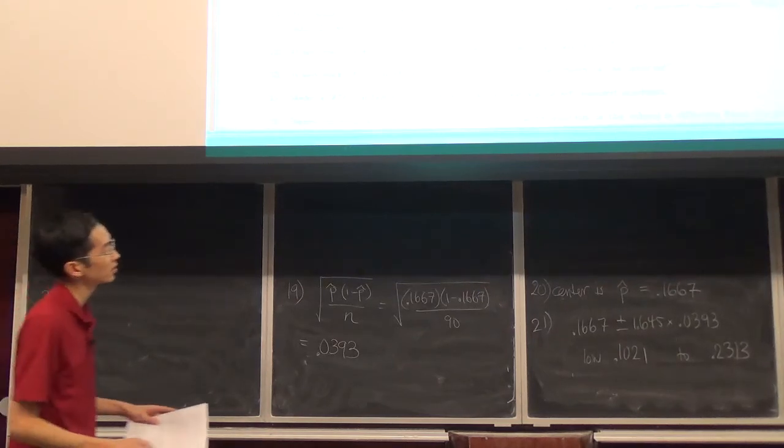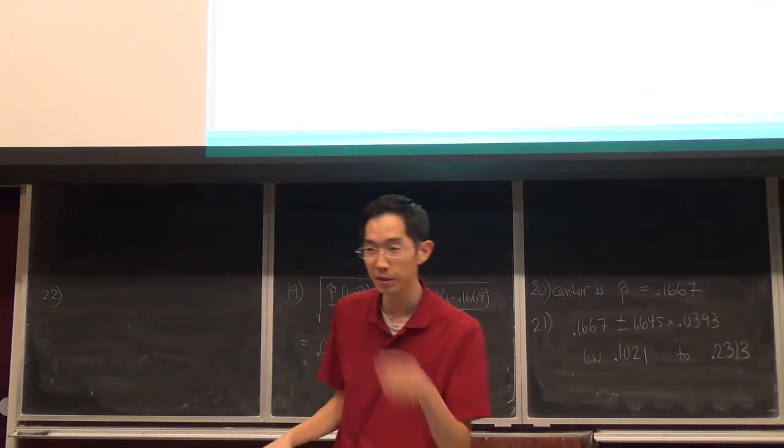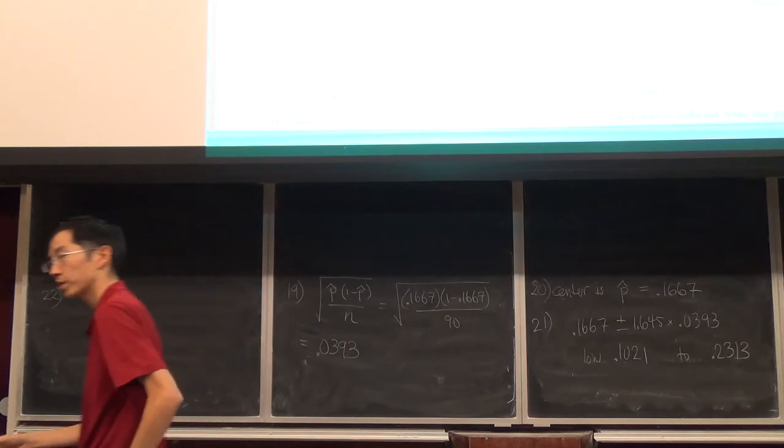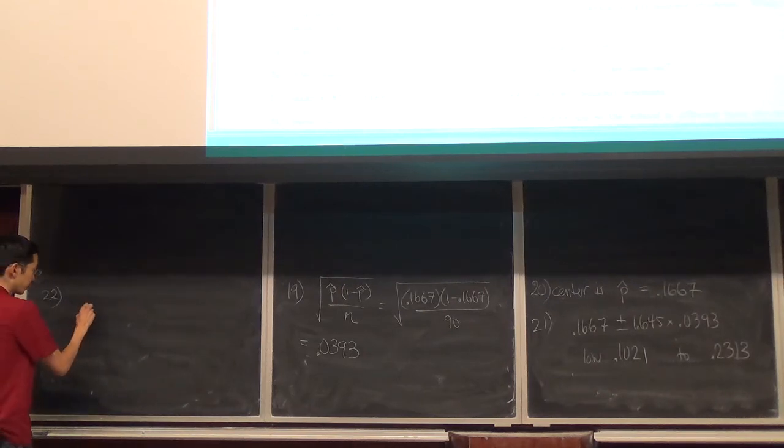Based on your interval, is this evidence that the proportion at the school is different from the nation? What is the national proportion? 14%. So based on our interval, is our school's proportion different from 14%? No. What we see is that 14% is within our interval, so we do not have evidence that it's different from the national. 0.14 is within the interval.